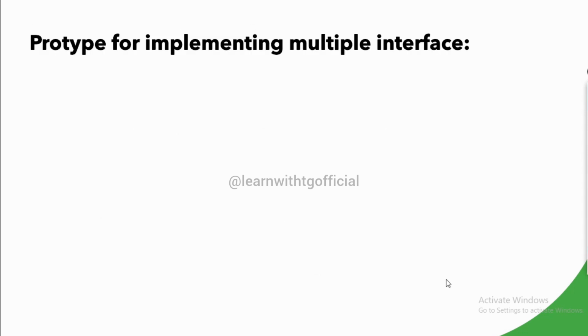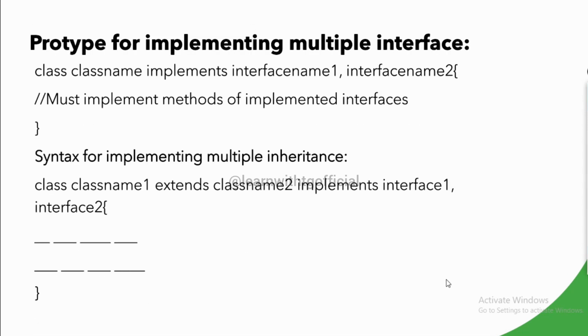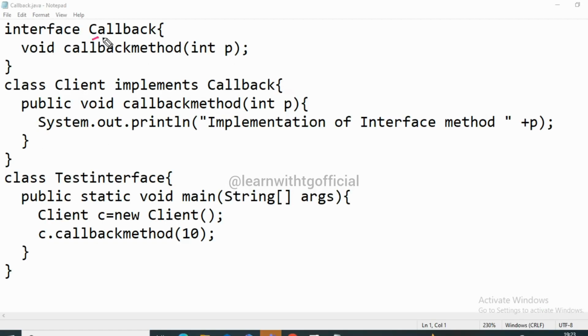And the prototype for implementing multiple interfaces is class, class name, implements, interface name 1, interface name 2, and implement methods inside it. And the syntax for implementing multiple inheritance with interface is class, class name 1, extends class name 2, implements interface 1, interface 2. Following is the example program on interface.